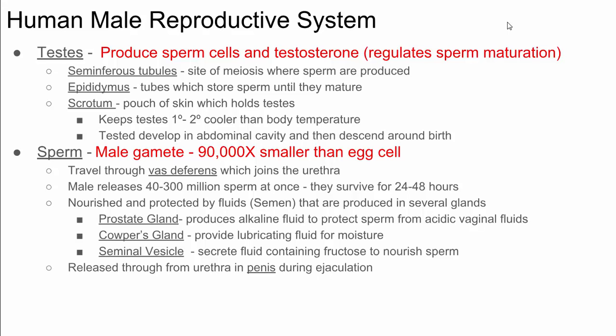So the prostate gland produces neutralizing agents. Cowper's gland produces fluid for moisture. The seminal vesicle produces fructose to nourish the sperm. They have a long journey, for a very tiny sperm to make, to reach the egg. So they need some source of nutrients, and that comes from this fluid from the seminal vesicle. And during ejaculation, they're released through the urethra from the penis, and then begin their journey to fertilize the egg cell, which eventually will happen in the ovum.